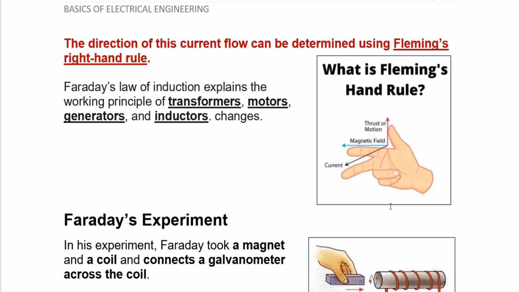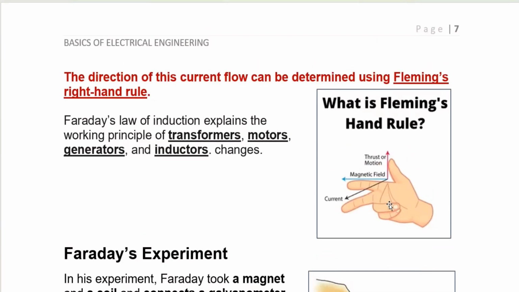So in the case of electromagnetic induction, you predict the direction of the current using Fleming's right hand rule. Okay.